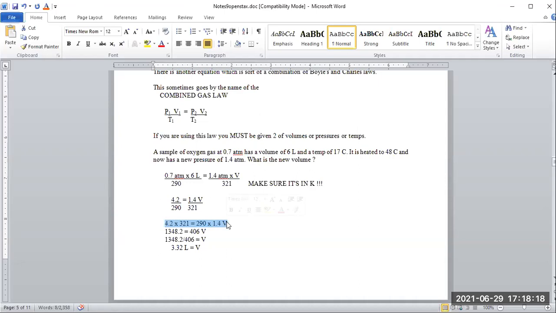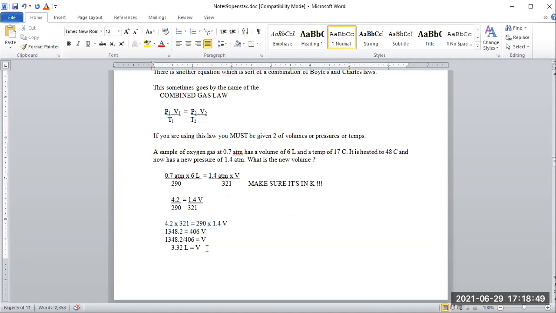Finish your multiplication on the left-hand side, 1348.2, and 290 times 1.4 will give you 406. Do your division as your final little algebraic rearrange, and you will get 3.32 liters.